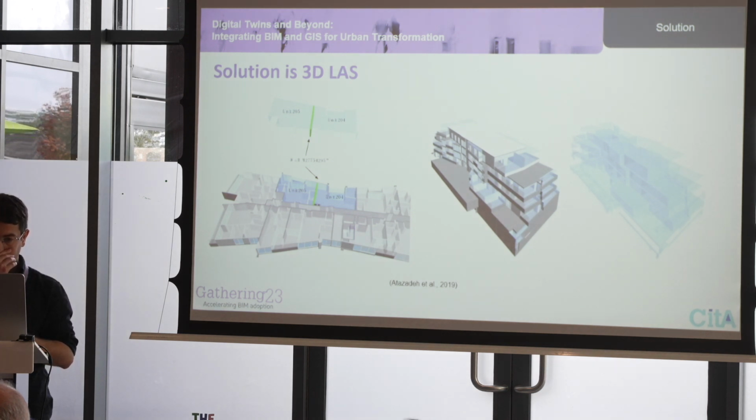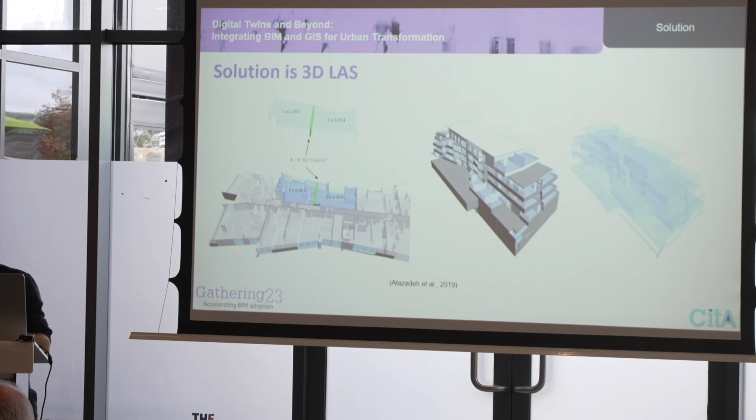So this is the 3D LAS at the floor level, in which we can divide each apartment unit into different units, each belonging to a specific owner. So we could have two models. One of them is the physical model, and the other one is the legal model.